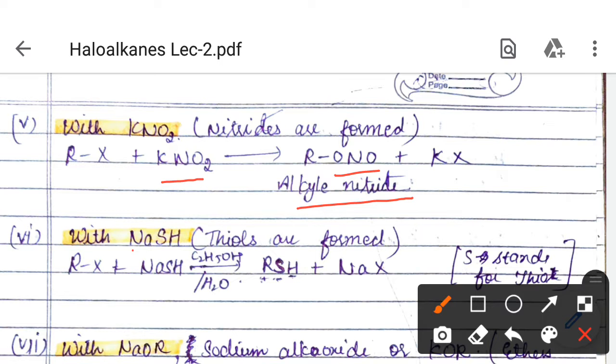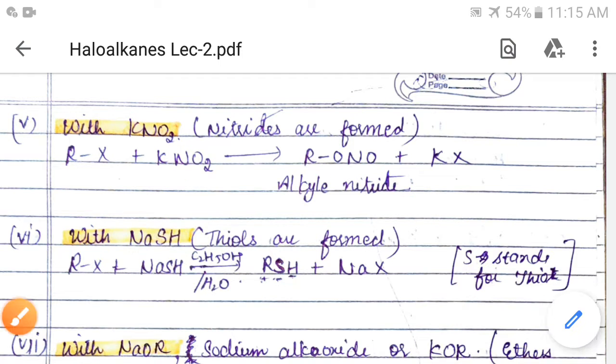Then if we treat with sodium NaSH, SH replaces the halogen atom, that is we get RSH. If we treat with aqueous NaOH, we get alcohols. Now we are treating with NaSH, that is instead of oxygen we have S, and for this we use thio, so we get thioalcohols. RSH is thioalcohols, in which sulfur is used instead of oxygen.